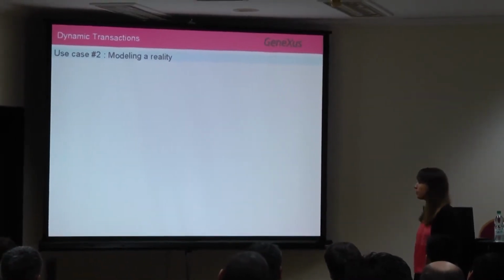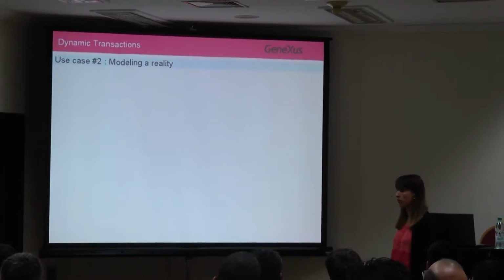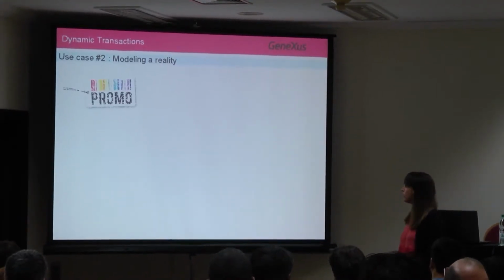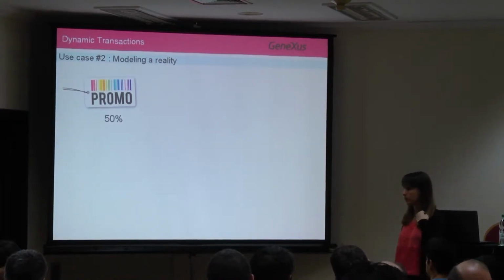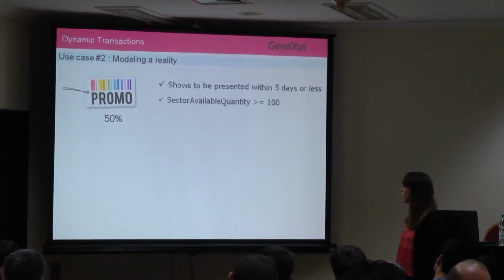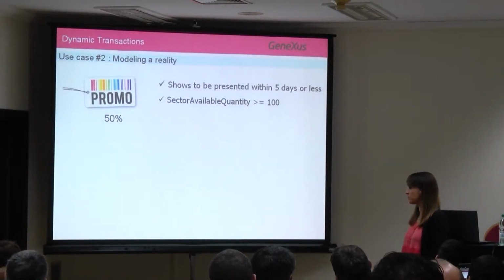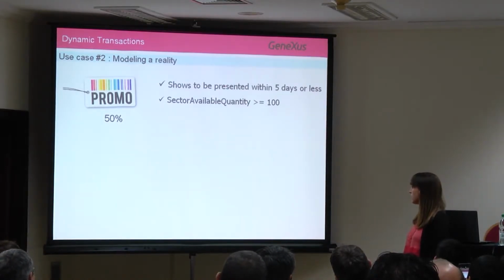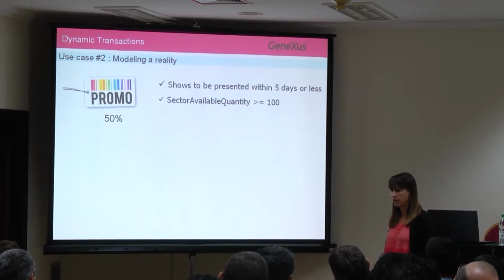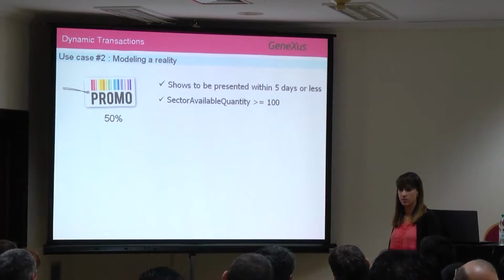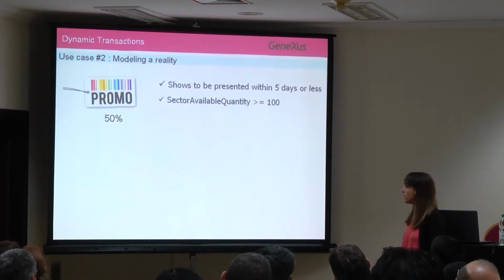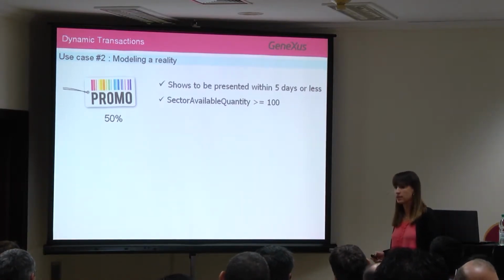Now, let's look at a second use case. We have to model a reality in this case. So let's suppose that the company is making promotions in this way. It gives you 50% off for shows that will be presented within 5 days and that are available. Certain sectors have the same or more than 100 seats available. And in that case, they're going to be sold with a 50% discount.